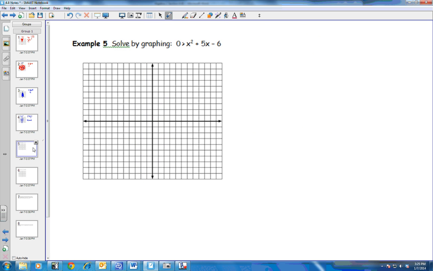Okay, let's do another one. Solve by graphing. All right. Well, we can find our vertex, negative b over 2a. So that's negative 5 over 2 times 1. So negative 5 halves, which is negative 2.5. So this is my axis of symmetry.